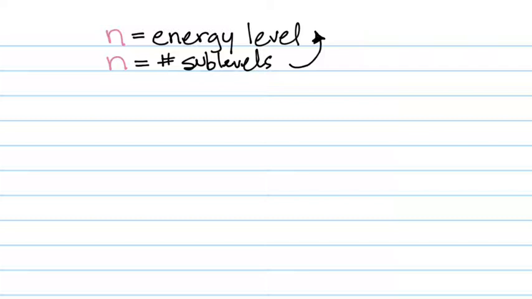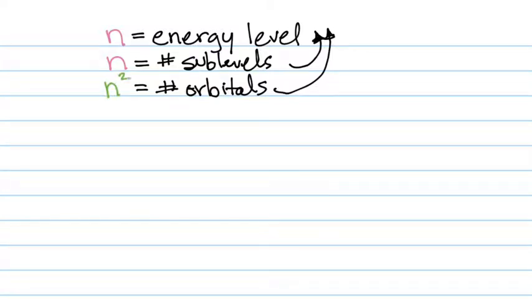And then the next question is, how many orbitals can live on a main energy level? This time, it's a little bit different. It's going to be n squared. So if I were to ask you on the third main energy level, how many orbitals are there? Well, 3 squared is equal to 9. Our answer would be 9.